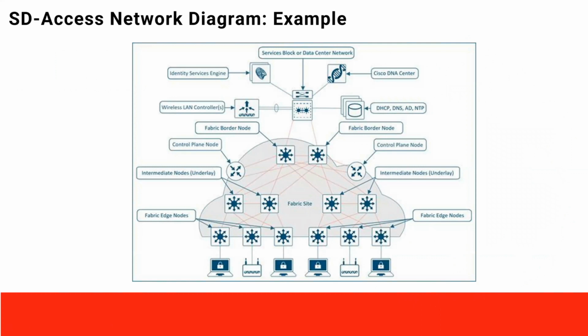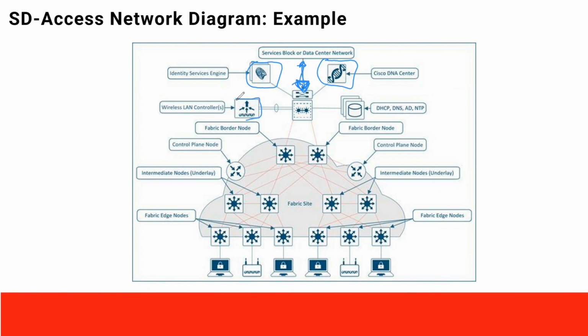So this is just a typical SD-Access network diagram. I thought I'd share it with you, and I have added this into the slides. If you see, this is the DNA Center controller. We have the Identity Services Engine. We have the data center connecting to a central node known as the Fusion router, which we will be covering in the external world connectivity part.